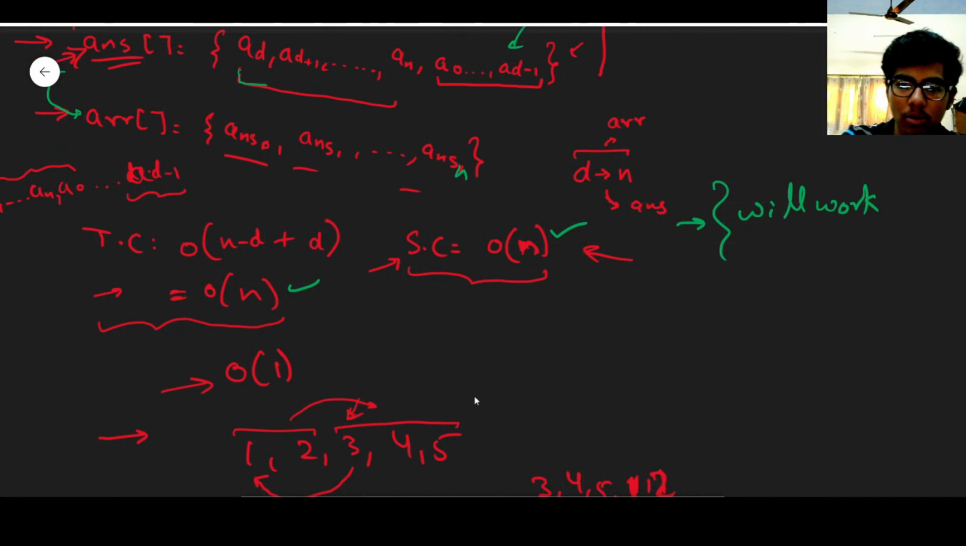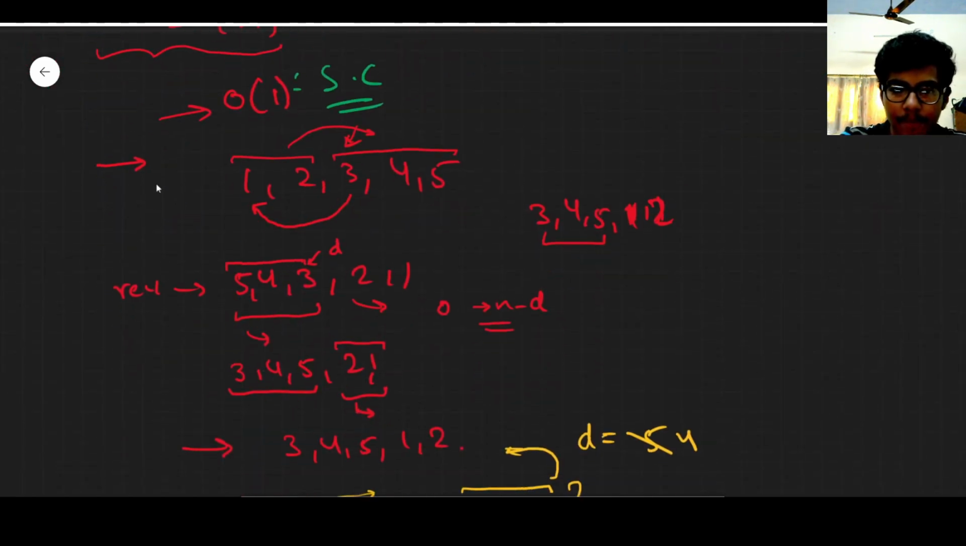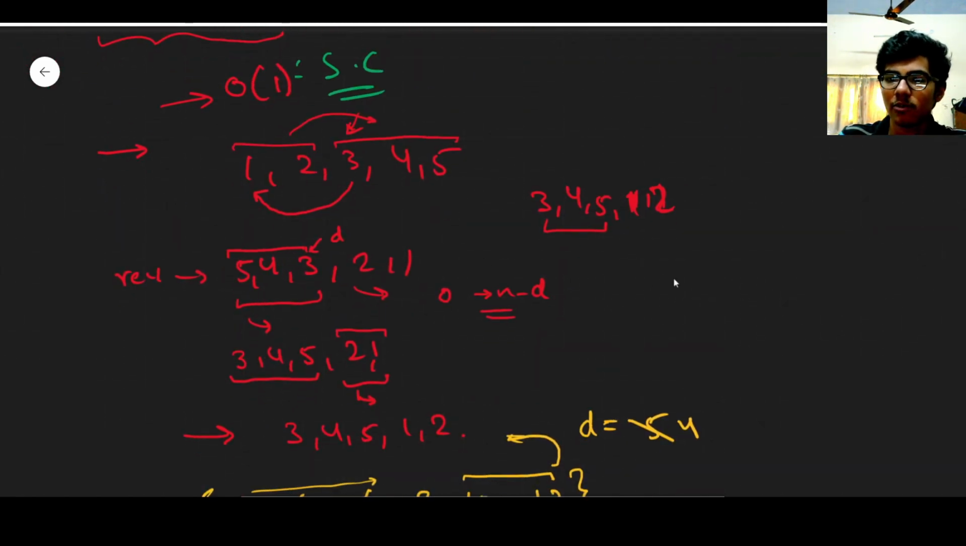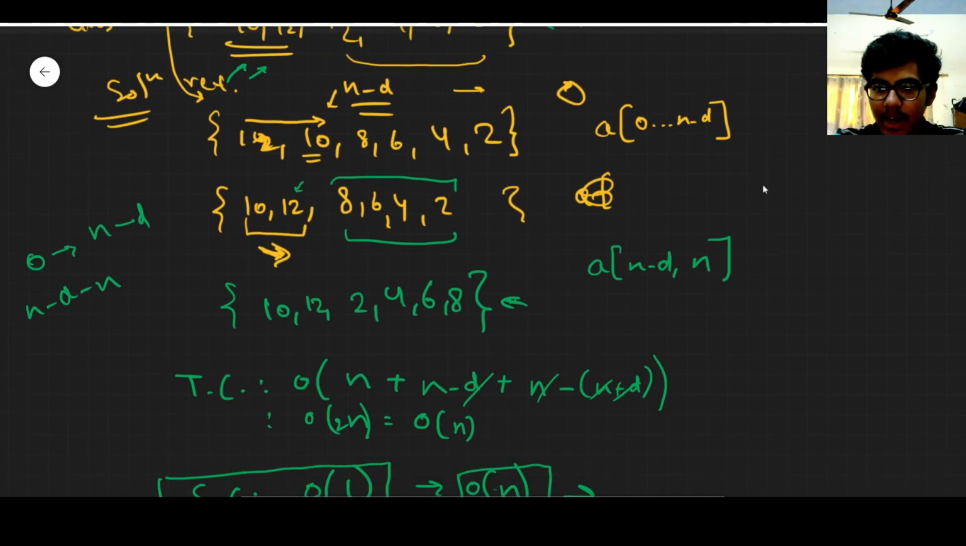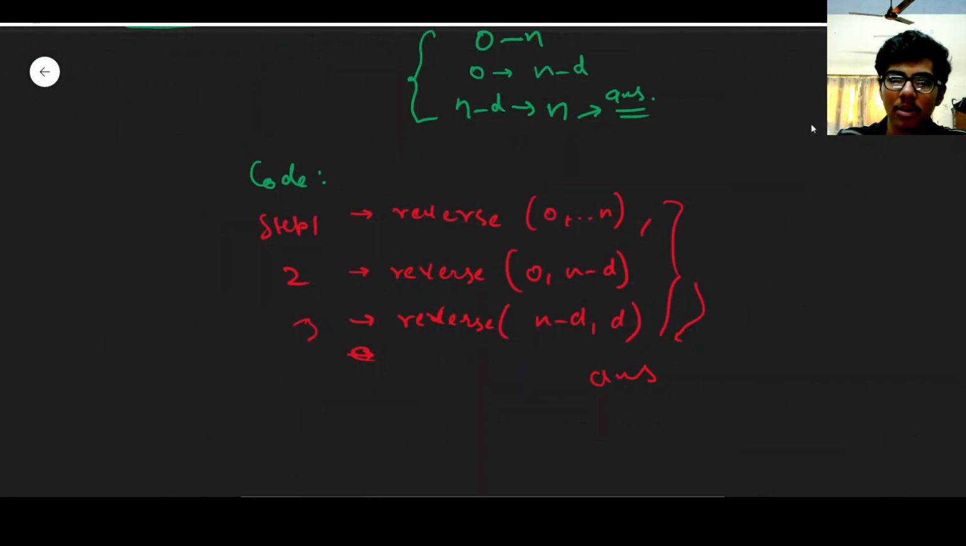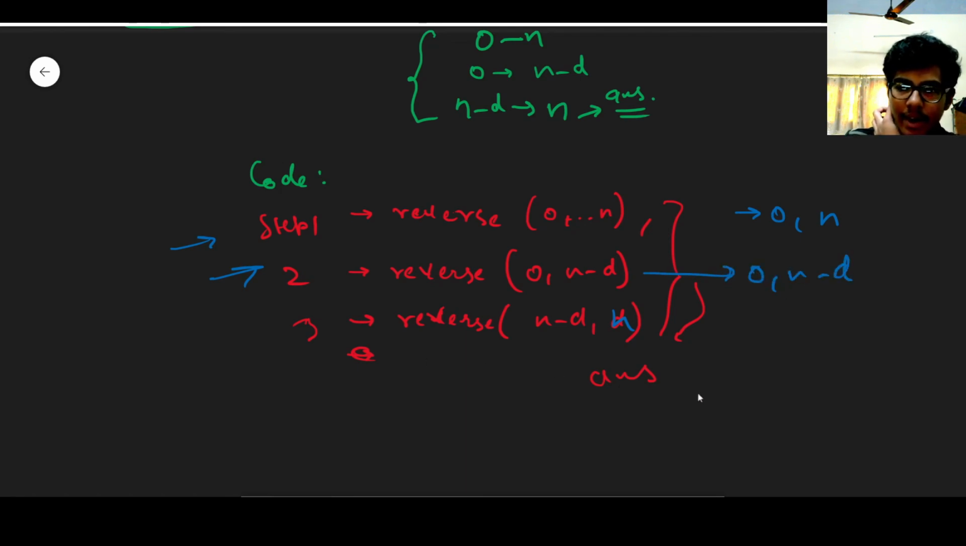Then we saw another approach with O(1) space complexity. To solve this, what we did was, step 1, we reversed from 0 to n. This is n. Then step 2, we reversed from 0 to n minus d. After step 1, we were getting a n till a0.